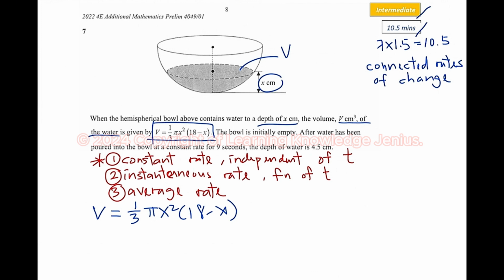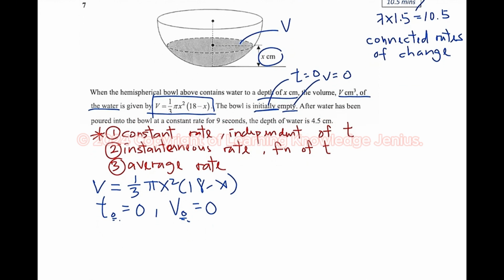The question says, the ball is initially empty. So initial means T is equal to 0, then empty, so it means the volume is 0. So I will write down T0 equal to 0, and V0 is equal to 0. So the 0 here just denotes that they are actually a pair. It means that when T equals 0, V equals 0. So easier for us to pair it together.